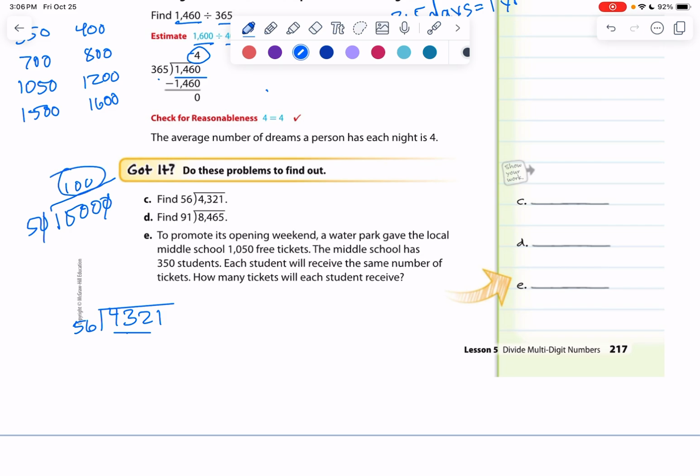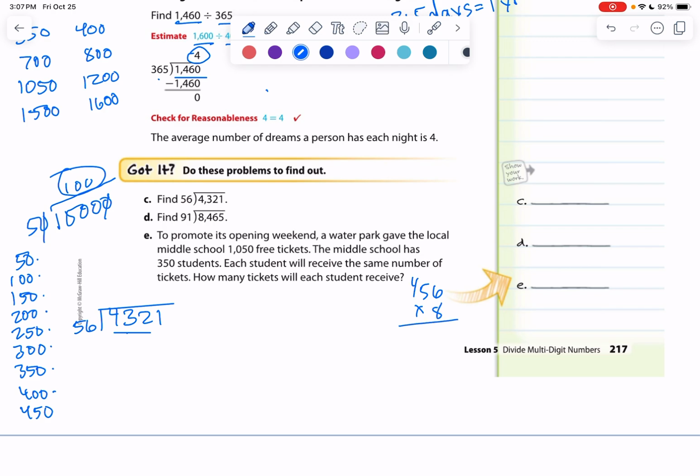Since my estimation was 100, I'm going to guess 9, but let's skip count by 50s. 50, 100, 150, 200, 250, 300. Oh, we're getting up there. 350, 400, 450. So that's 1, 2, 3, 4, 5, 6, 7, 8, possibly 9. Let's try 8 first. 56 times 8.